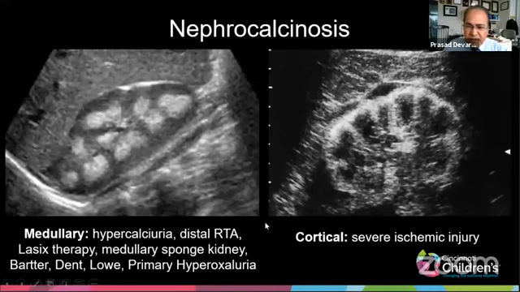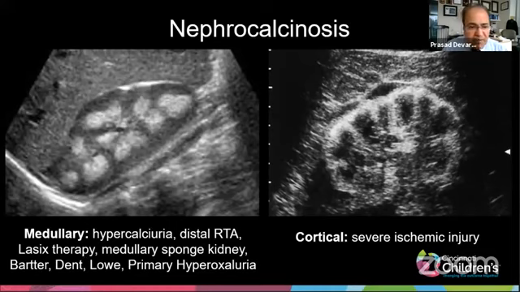On the right-hand side, we're seeing what is called cortical nephrocalcinosis. You can see that the cortex is looking like chalk, more intense than even the liver. And that we see in severe ischemic injury, like hemolytic uremic syndrome and severe ischemia reperfusion injury. Today, we're talking about this. We're talking about medullary nephrocalcinosis, where the medullary region is fully obliterated with this chalky substance. And we typically see this in these conditions: hypercalciuria, distal RTA, infants and young children with Lasix therapy.